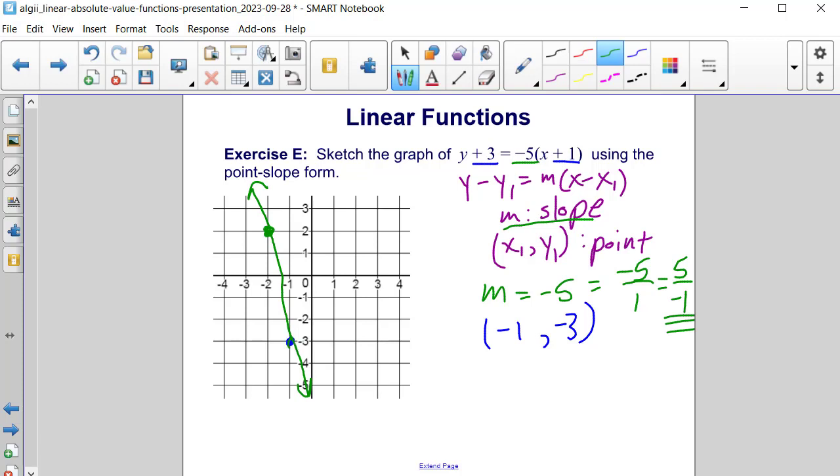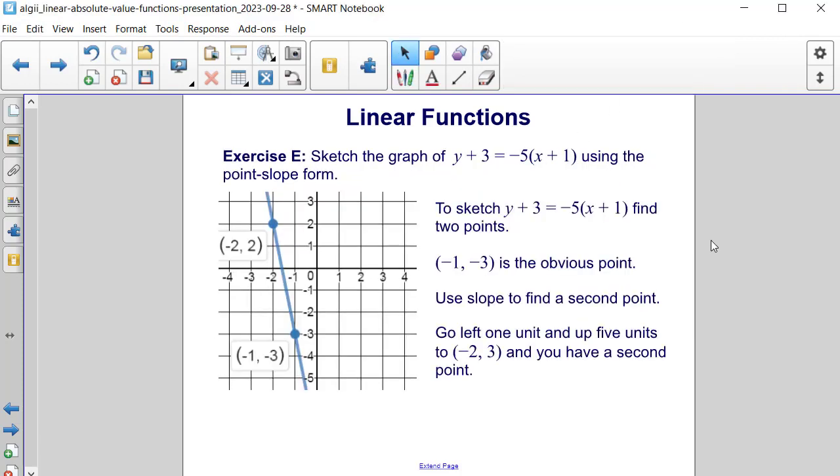So again, we're starting at the point -1, -3, and then we're rising 5 and going to the left, or in the negative direction, 1. And here's the solution to our graph. We graphed the equation y plus 3 equals -5 times the quantity x plus 1. So the point that we have is -1, -3, and the slope we use to find that second point. We travel up 5 and to the left 1 to make it a negative slope when going from left to right.